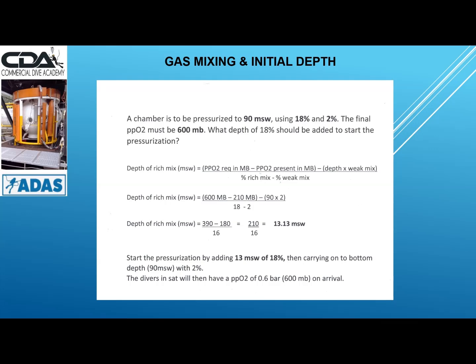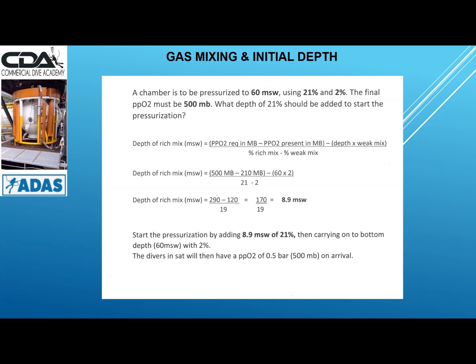13.13 metres of seawater. So we're going to start the pressurisation by adding 13 metres of seawater of 18%, then carrying on to the bottom depth 90 metres with 2%. The divers in SAT will then have a PPO2 of 0.6 bar or 600 millibar on arrival. Practice that a couple of times and you'll get the hang of it.